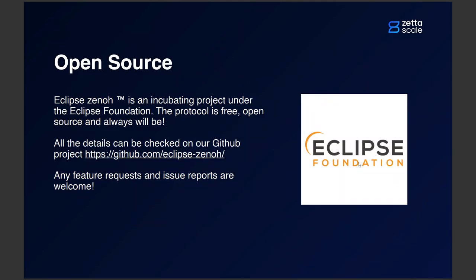So in conclusion, we provide a promising product built on Rust that, even though it is open source, can help with industrial problems like autonomous driving or robotics in industry, or furthermore in AIoT. Zenoh is an incubating project under the Eclipse Foundation. The protocol is free and always will be, so you can also leverage the power of Zenoh in your projects. All the details can be checked on our GitHub projects. If you have any feature requests and issue reports, we really appreciate it.